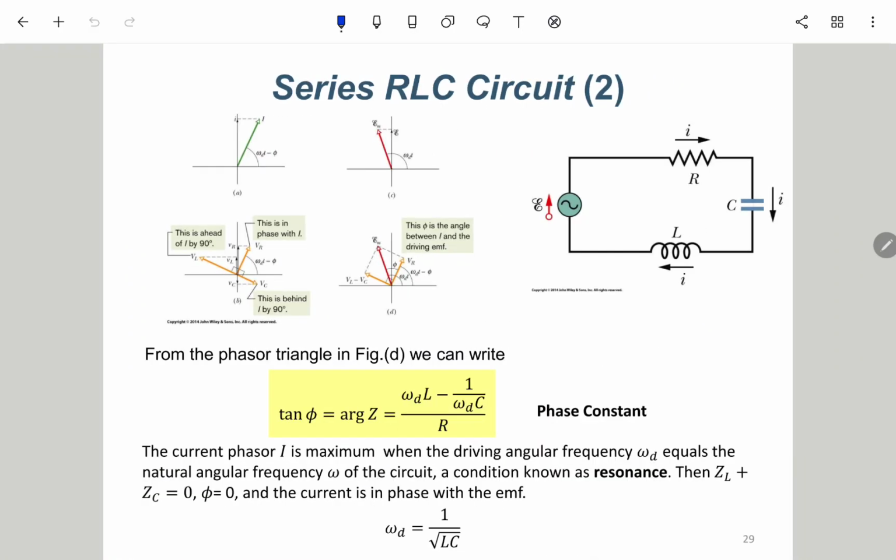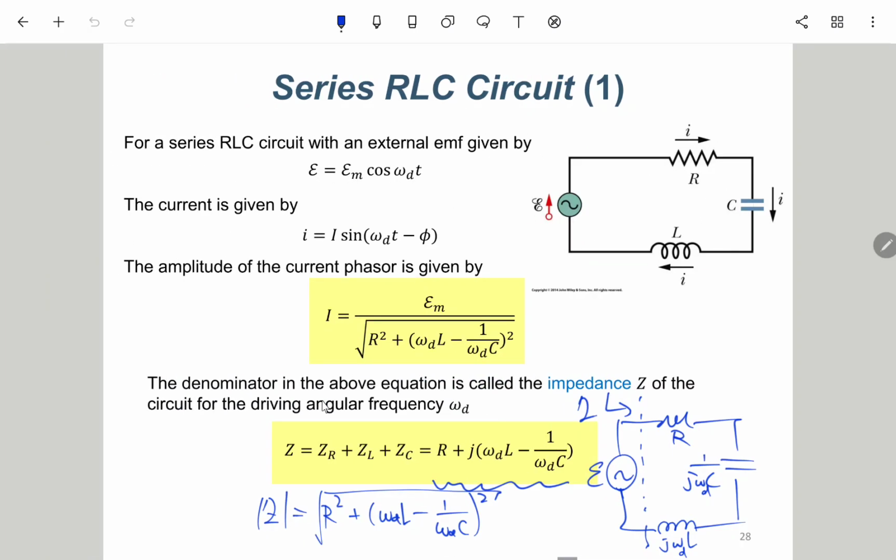So this totally makes sense. And then actually for this, the tangent of phi is here. This is the tangent of phi. So the tangent of phi will be here.